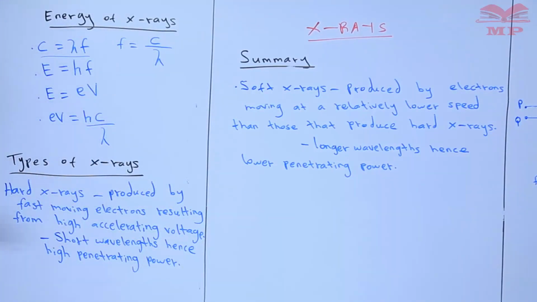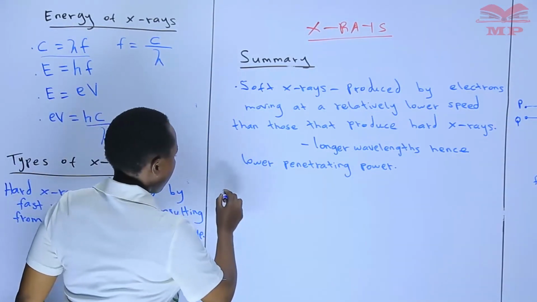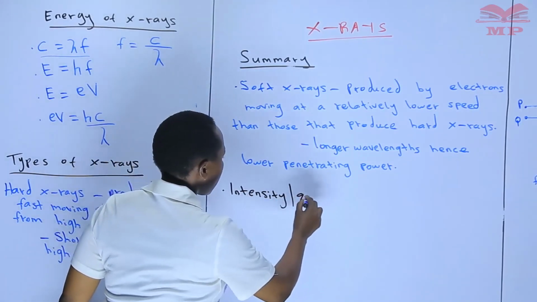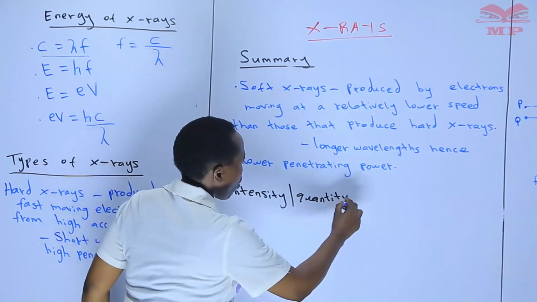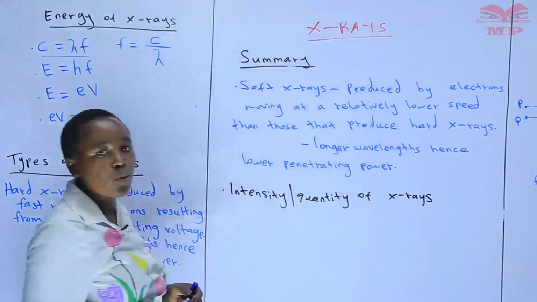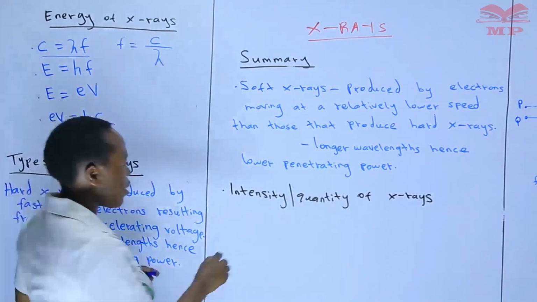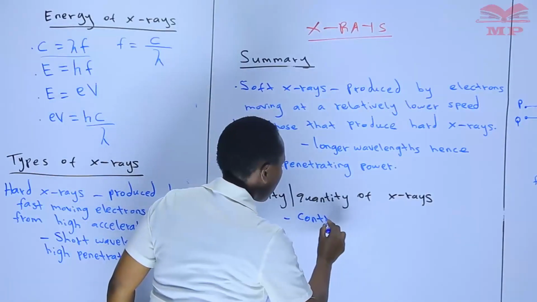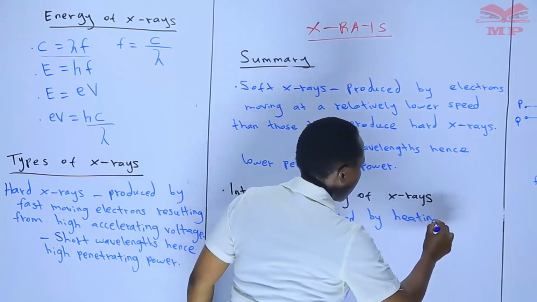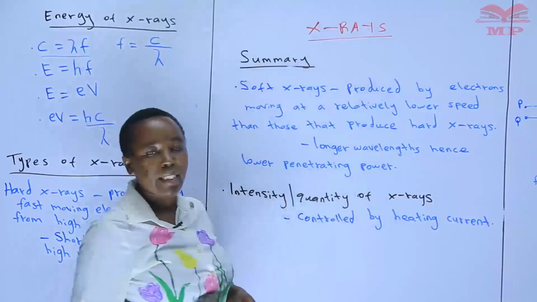Then again we moved on and looked at the strength. Before the strength, we can look at the intensity or the quantity of X-rays. And in this, we need to know that it is controlled by the heating current.